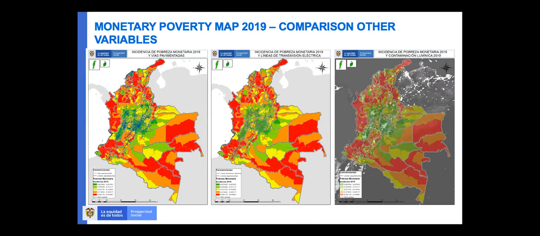Other analysis took place. We checked the results with other variables correlated with monetary poverty, such as roads. The first map is roads, the second map is energy, and the third map is light density. We found that the zones with more roads, more energy, and more light density show less poverty. This is a consistent result. It is green in that case, green in that case, and green in that case.